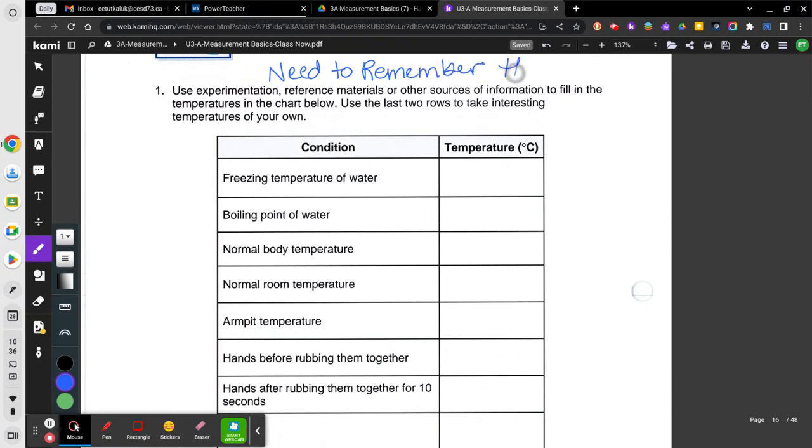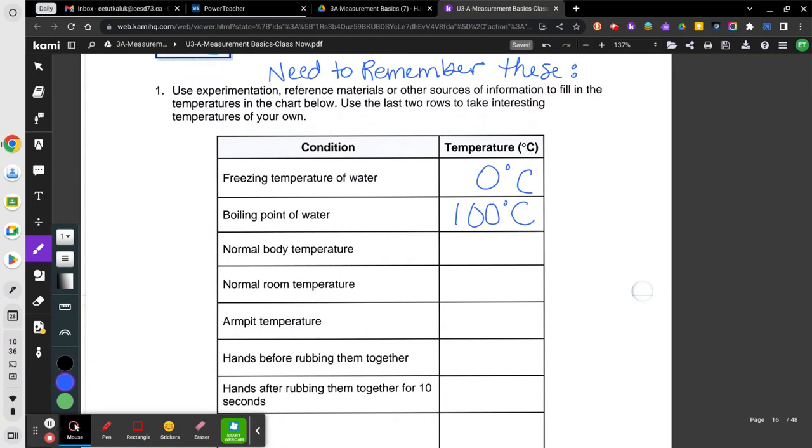Remember these ones. Okay. So freezing temperature of water, we all said was 0 degrees. That's when water freezes and then we get ice and snow. Boiling point of water. What does water boil at? 3 digits. 100 degrees.